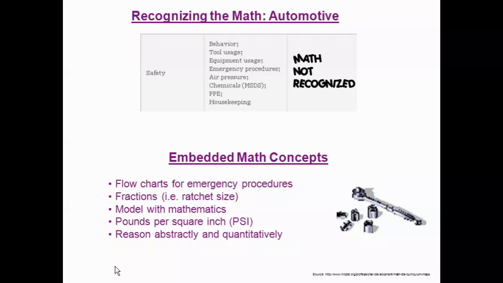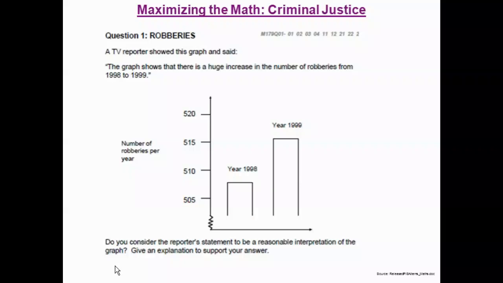And if you're talking air pressure, you're talking the ratio of pounds to square inches, or PSI. And then you'd reason abstractly and quantitatively, because sometimes you don't know what you're looking at. You have to get the abstract or the big global type picture before you could knock it down to what kind of stuff you need. Okay. So now that we've recognized some math, let's see if we can maximize the math.